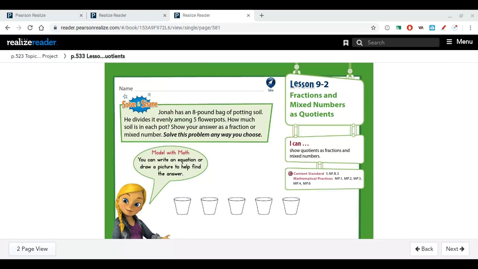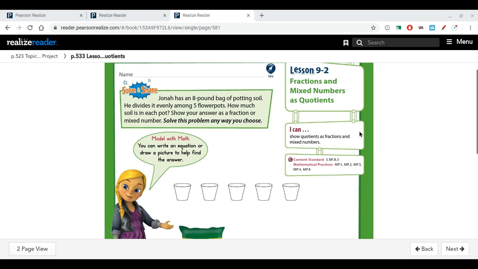Our focus for today's lesson is going to be writing quotients as fractions and mixed numbers. So your learning target is: I can write quotients as fractions and mixed numbers by using division and fractions as remainders. This is a skill that we've already been working on with our work from converting improper fractions into mixed numbers. So today really is just going to be a review and really just getting a solid foundation of this as we move on.